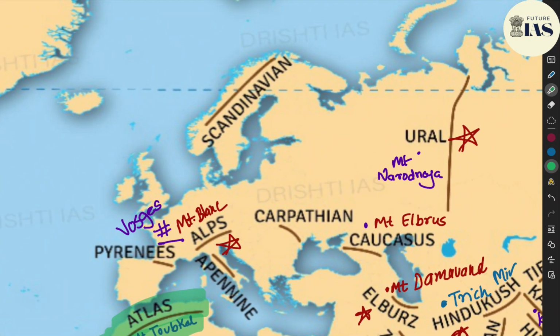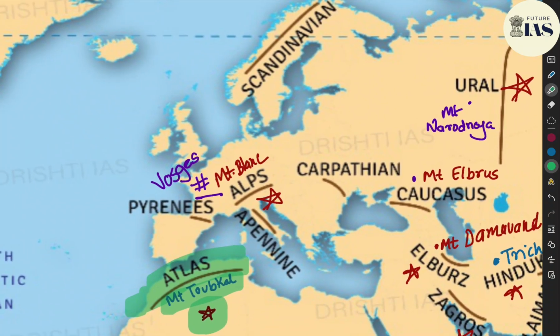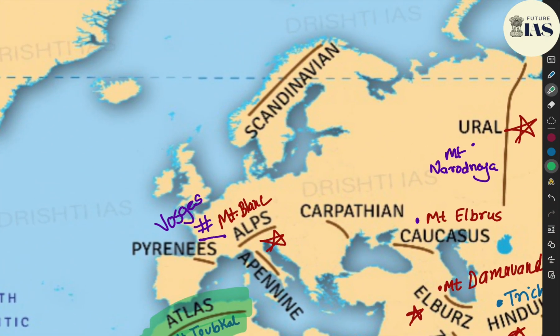Now let's move to Europe. In Europe, in Germany, there is a mountain range, the Vosges mountain range, which is a block mountain range. Then we have the Alps mountain range here next to Italy, and it is a fold mountain range, and the highest peak of this mountain range is Mont Blanc.